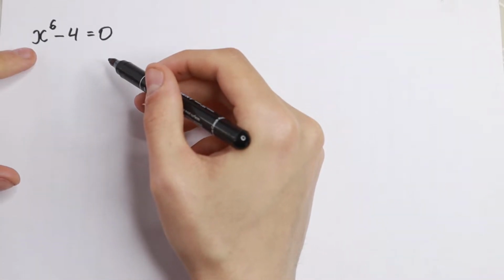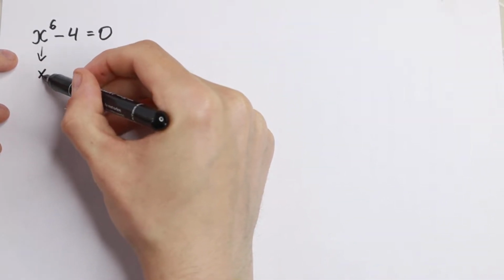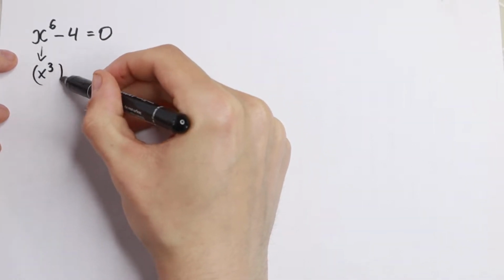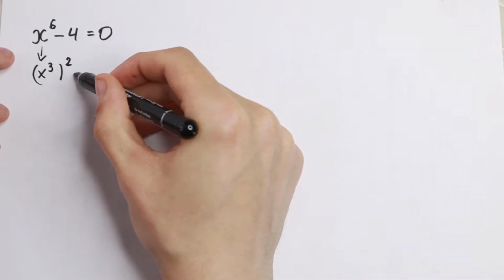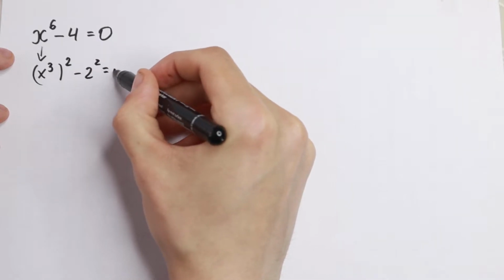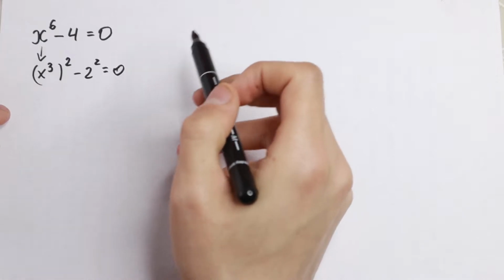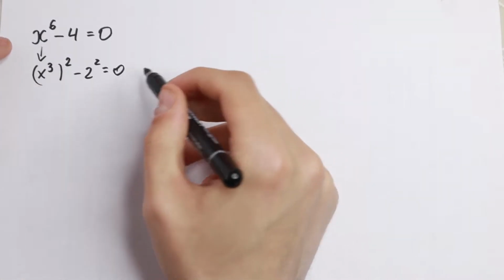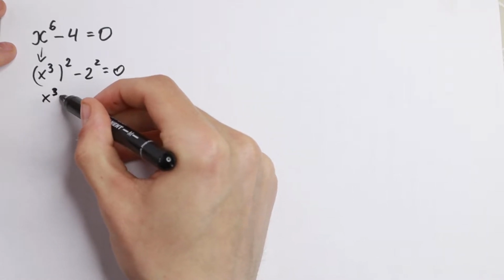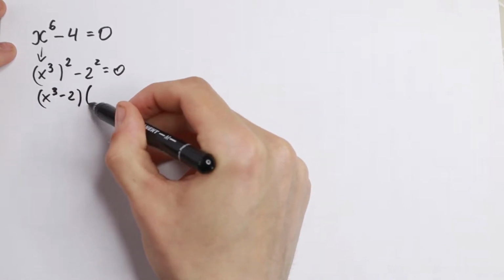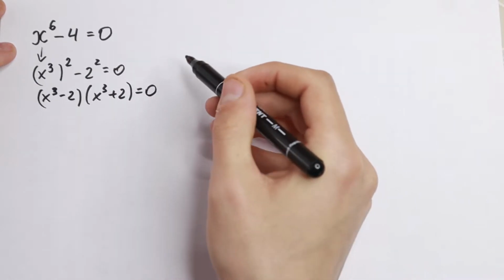First of all, we can write x to the 6th power as x cubed to the 2nd power. And this 4 we can write as 2 squared, so minus 2 squared equal to 0. And we all know the formula, difference of squares, a minus b times a plus b, so we can write it with the formula. So we will have x cubed minus 2 times x cubed plus 2 equal to 0.